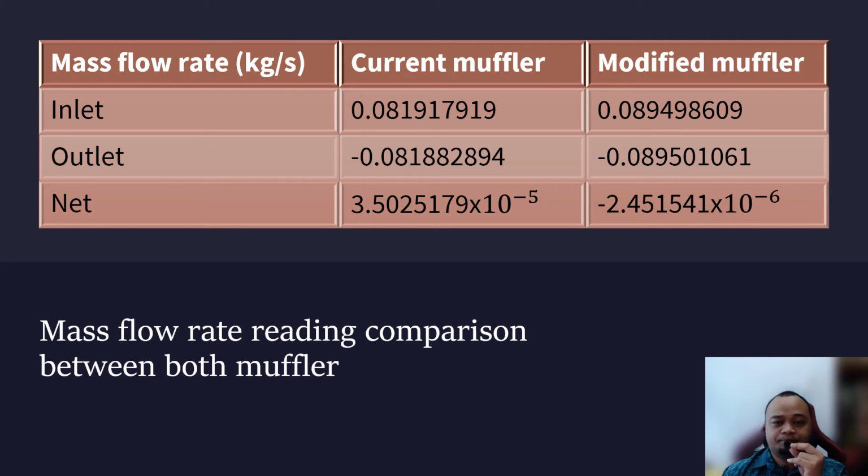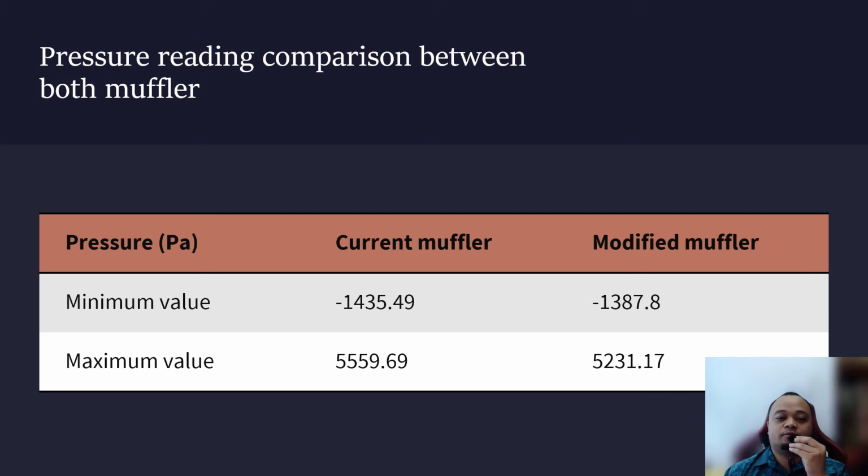The second result I got from the simulation is the pressure reading inside the exhaust muffler. There are two values here, which are the minimum and the maximum value of the pressure reading. We focus on the maximum value because that is the value of the back pressure itself in the exhaust muffler. From the table alone, it can be seen that the modified design of the exhaust muffler had a lower pressure compared to the current design.